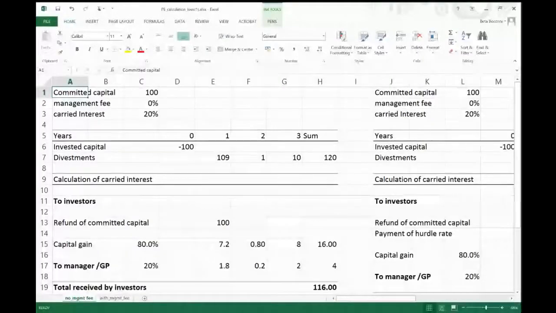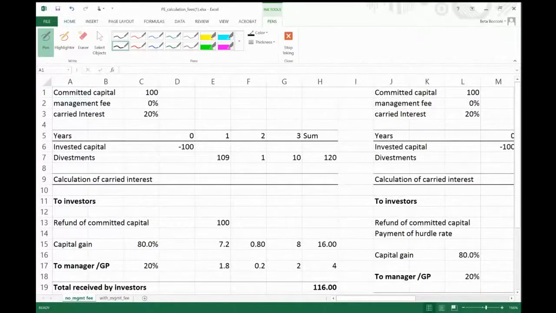Let's start from this first example. So, what we know is that the committed capital, according to our example, is 100 million. As you can see, my assumption is that there are no management fees, and instead, the 20% carried interest is in place. In this part of our exhibit, we are going to show the trend of the life of this fund.